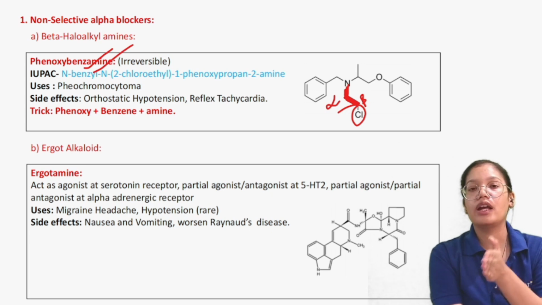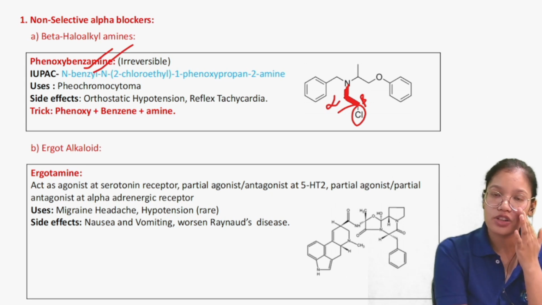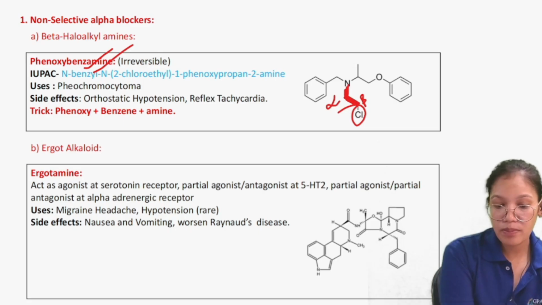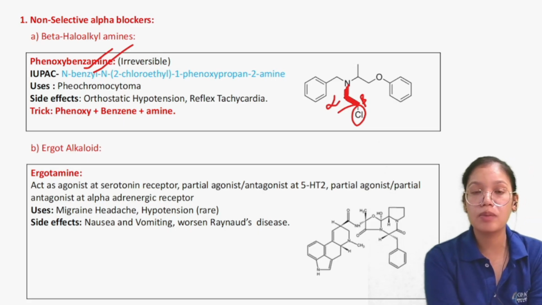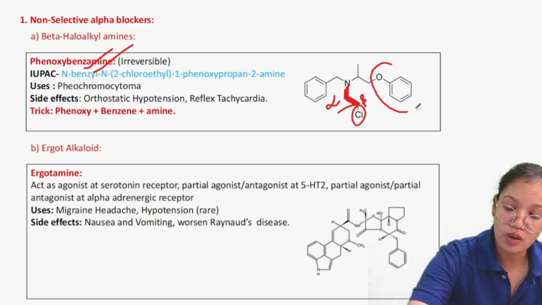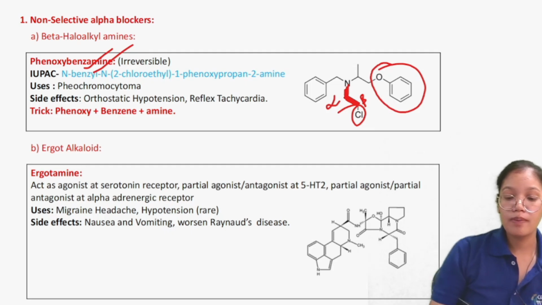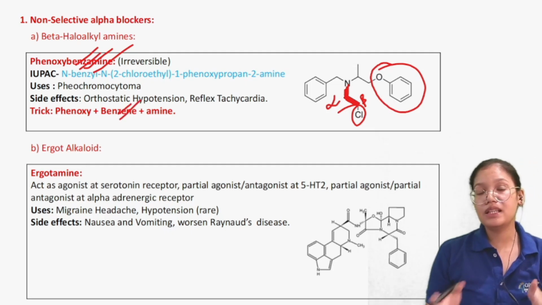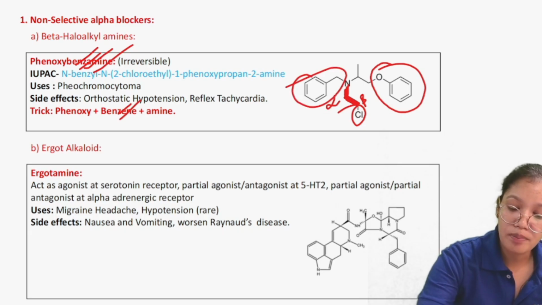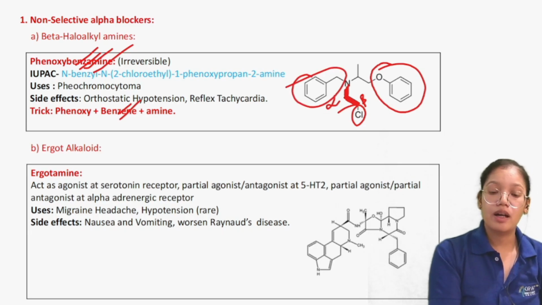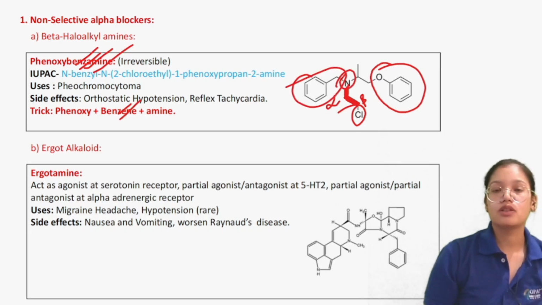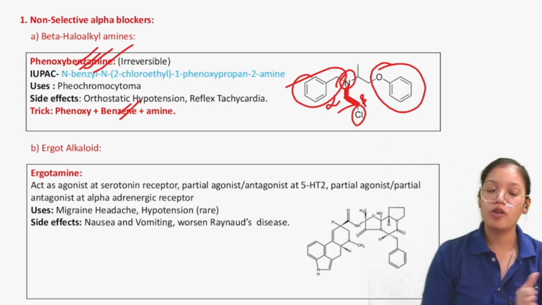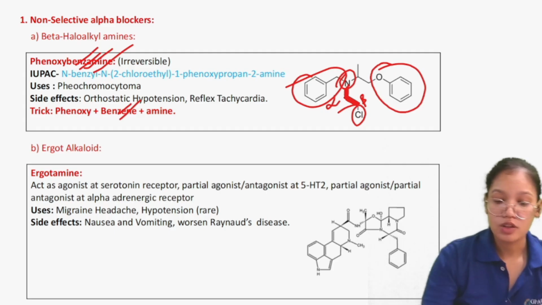It is a type of irreversible drug, irreversible action is seen in here. And the trick to remember it: from phenoxy we can remember that it has a phenoxy group. Okay, and from benzene we can remember it has a benzene ring too. And then amine, here we have amine, so a tertiary amine. So phenoxybenzamine is a type of beta-haloalkylamine. So this is the structure.